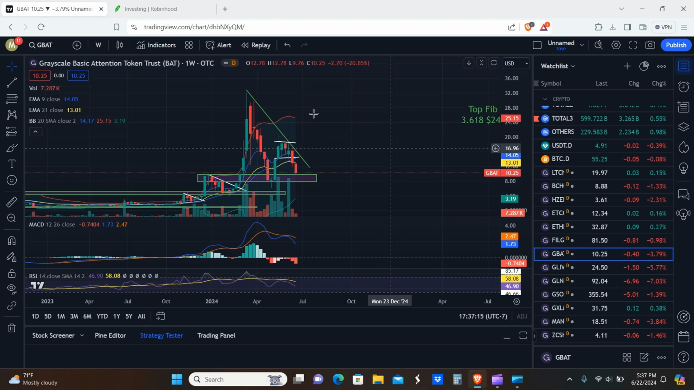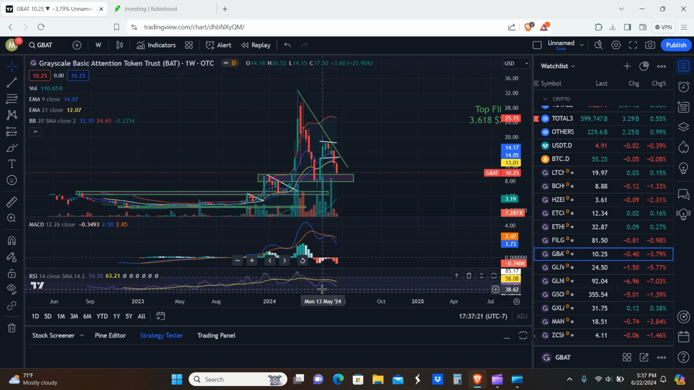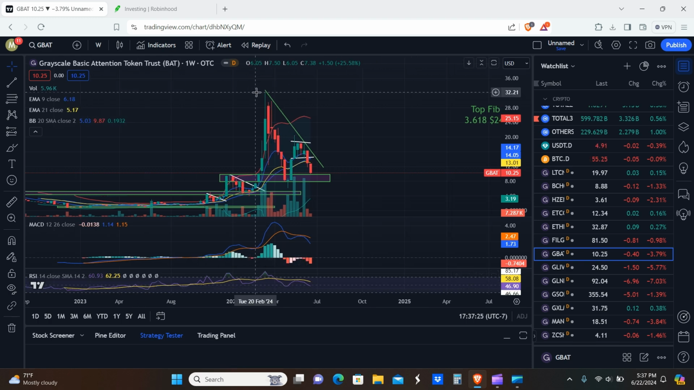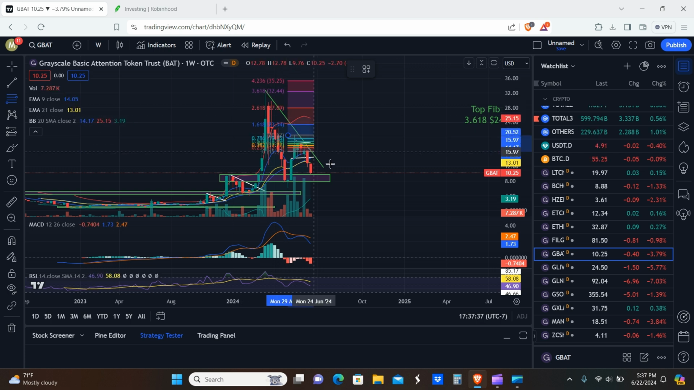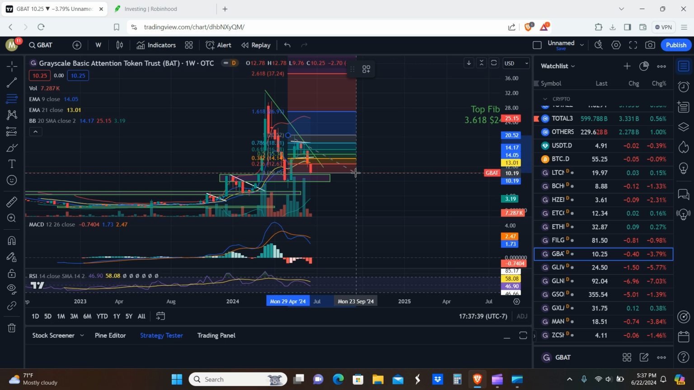So GBAT, I don't know that the low is in for GBAT, but again, we can really only measure this one of two ways: from the macro high to the macro low, or from a swing high to a swing low. And since the previous high was actually the all-time high at that point in time, the only way that I can really measure this for you guys is to go from the previous swing high to pretty much the current swing low.